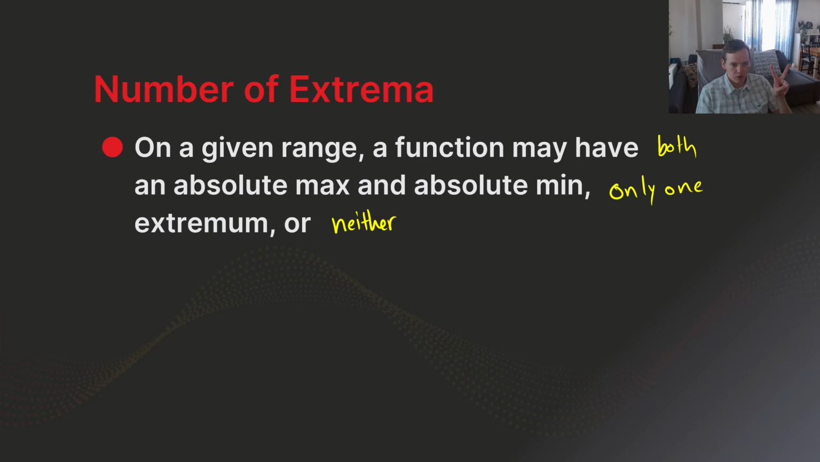So this is just talking about global or absolute extrema. You can have both, only one, or neither. It depends on the specific function. All three cases can exist. Having both, there are cases where there's only one, and there are cases where there are none.